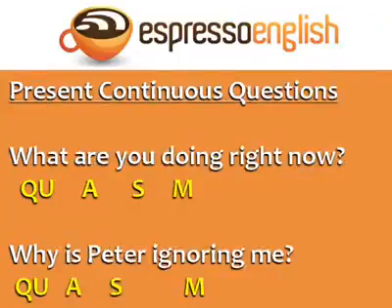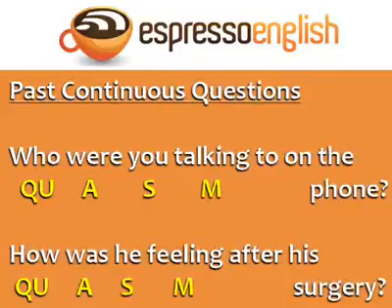Here are two questions in the present continuous. What are you doing right now? Why is Peter ignoring me? It's the same formula, but the auxiliary verb is a form of the verb to be, are or is, instead of do or does. In the past continuous, the auxiliary verb is were or was.